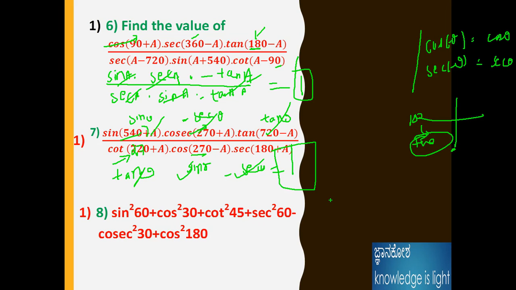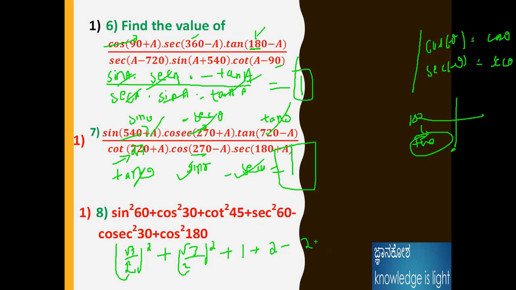Okay, next problem is sin square 60. Directly I have written: sin 60 is nothing but root 3 by 2, the whole square. Cos 30 is nothing but root 3 by 2 only, the whole square. Cot 45 square is nothing but 1, and 1 square is 1 only. Secant 60 is nothing but 2, and cosecant 30 is nothing but 2 as well. Therefore, minus cosecant squared with the square cancelled, 2 is coming.